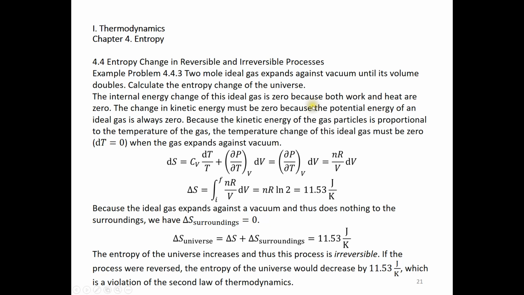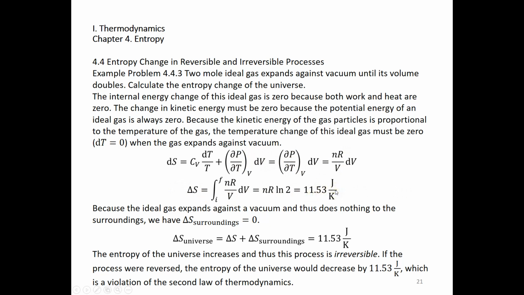However, they have the same temperature. Again, it's just because there's no change in internal energy or kinetic energy. Therefore, there's no change in temperature. Alright, so we can still use this equation. Again, we're assuming that a reversible process has been mentally designed to connect the initial state and the final state of the system. And because dT is 0, we have only one term, and this delta P over delta T is nR over V, so we can easily compute this delta S. It's 11.53 joule per Kelvin.